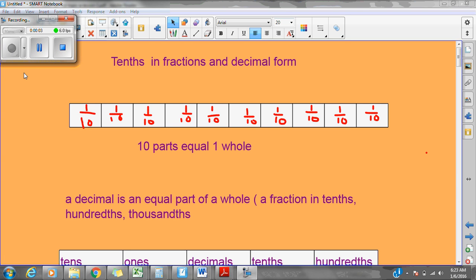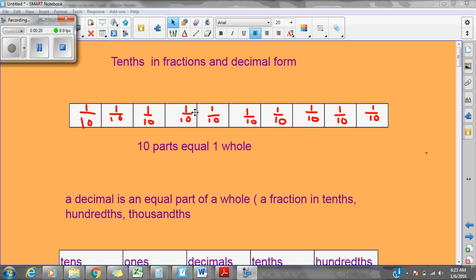Today we're going to talk about tenths in fractions and decimal form. So right now I have a strip that is divided into tenths. Why is it divided into tenths? Because it's one thing and there are 10 parts.